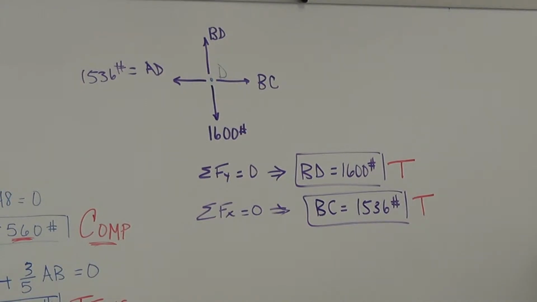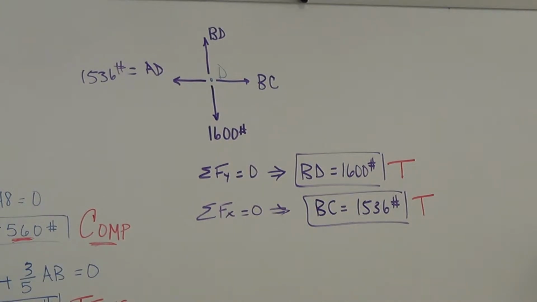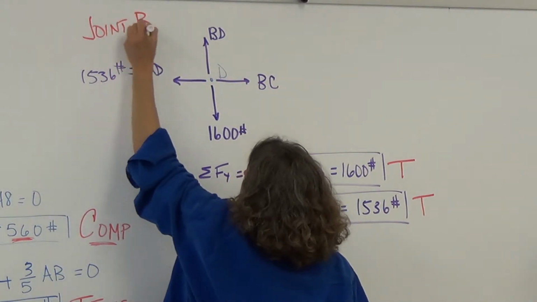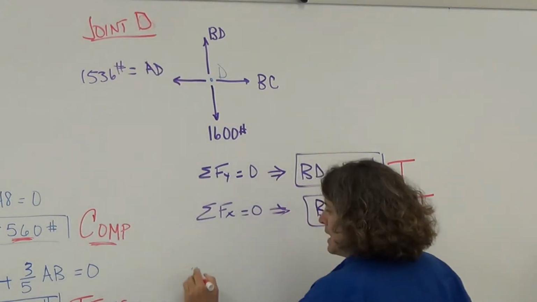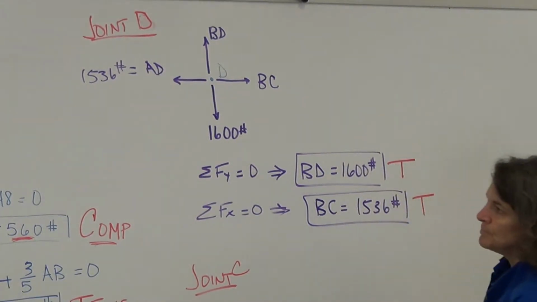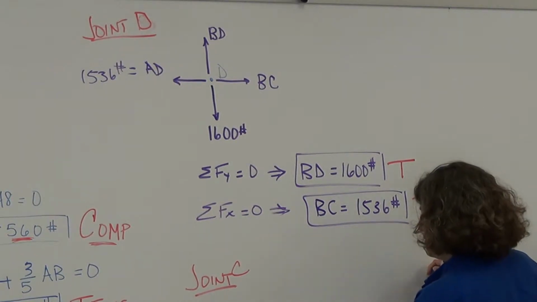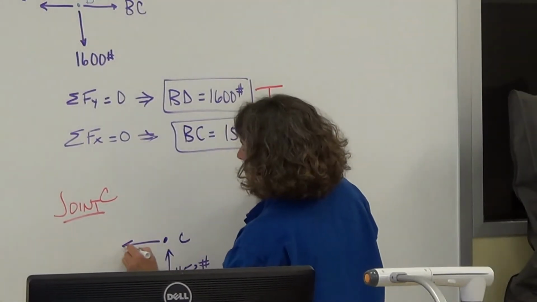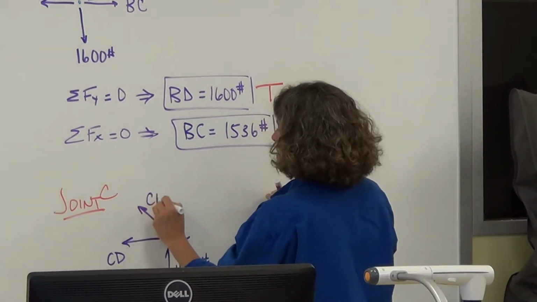Okay, what joint do you want to do next? So here we did joint A. Here we did joint B, D. And now how about joint C? So for joint C, I have 1152 going up. I have CD going to the left, and I have CB here.